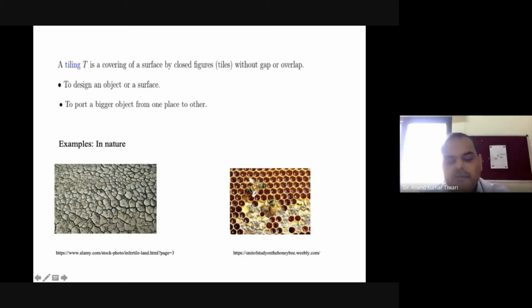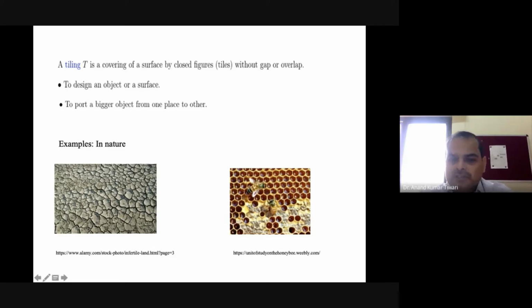Of course, we are all familiar with tilings because in our homes, on our floors, most of the bigger objects are tiled. So a tiling is a covering of a surface by closed figures without gap or overlap. And what is the use of tiling? Sometimes we have a bigger object, and if we want to move it from one place to another, we need to tile it, and then we can easily move it.